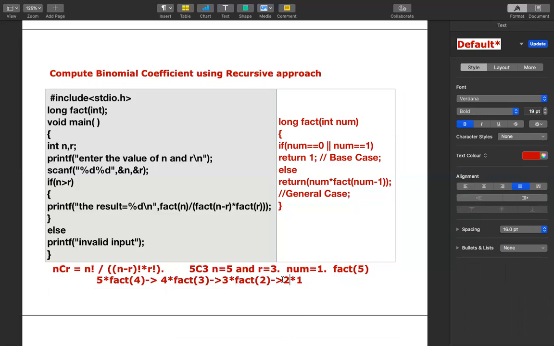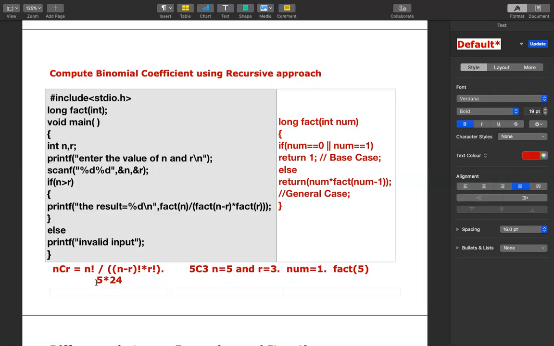So now this gets unfolded into 3 into 2. Now 3 into 2 is the result of the previously called function, factorial of 3. So this becomes 6. Now 6 into 4 is the answer of factorial of 4. That is nothing but 24. So this becomes 24.